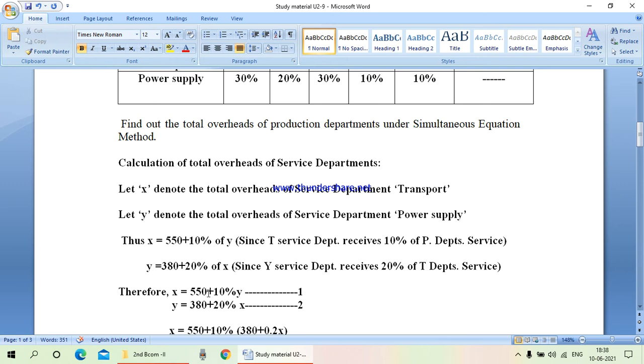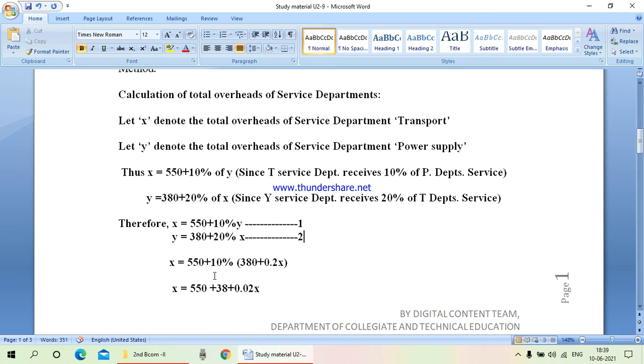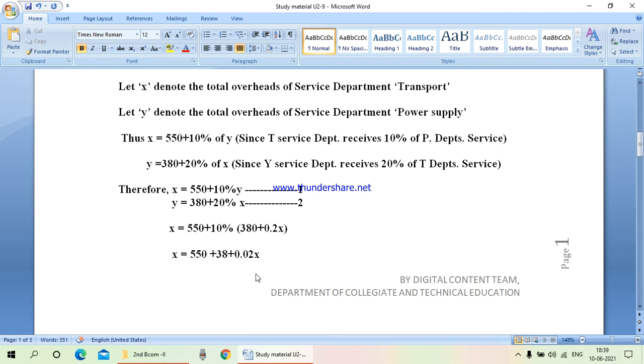Therefore, X is equal to 550 plus 10% of Y, equation 1. Then Y is equal to 380 plus 20% of X, equation 2. Solving these equations, X is equal to 550 plus 10% of Y. We substitute the value of Y here: 380 plus 20% of X, and 20% can be written as 0.2X. So X is equal to 550 plus 38, plus 0.02X, and we have to divide it.